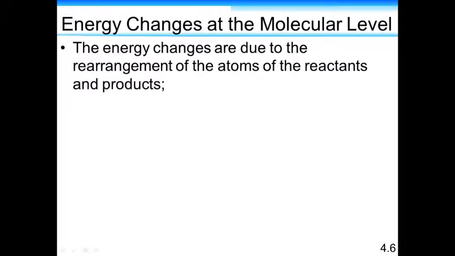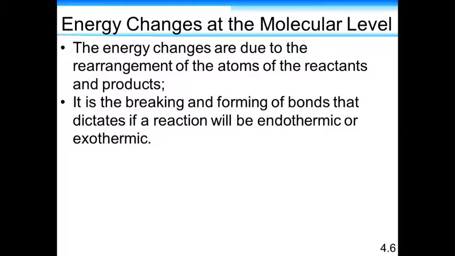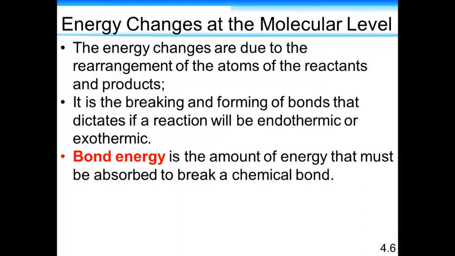So now let's again, energy changes are due to rearrangement of atoms of the reactants and products. We look at the net energy of breaking and forming bonds to determine if it's endothermic or exothermic. Now we're going to focus in on bond energy itself, the amount of energy that's absorbed to break a single chemical bond.